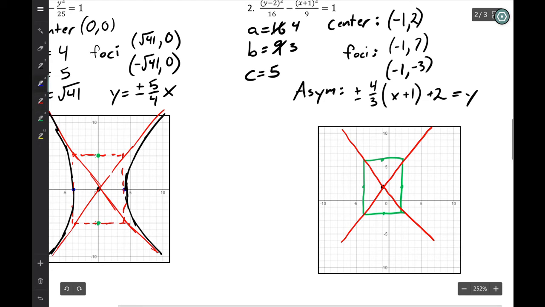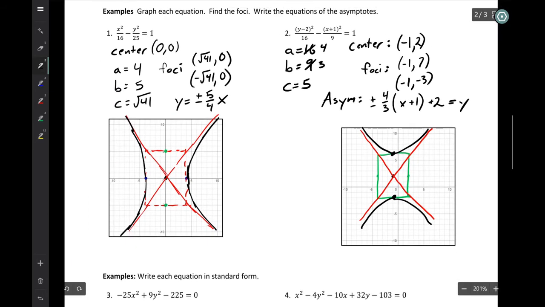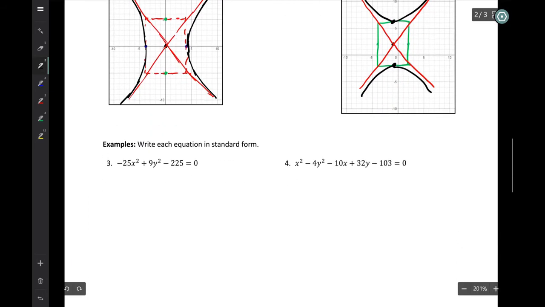And then you go through and let's plot our vertices. Oh, nope, it's vertical, so it's right here and right here. Just ignore that I put a vertex right there. And then we open upwards like this and downwards like this. And that's good enough. Okay, let's run through writing equations in standard form.